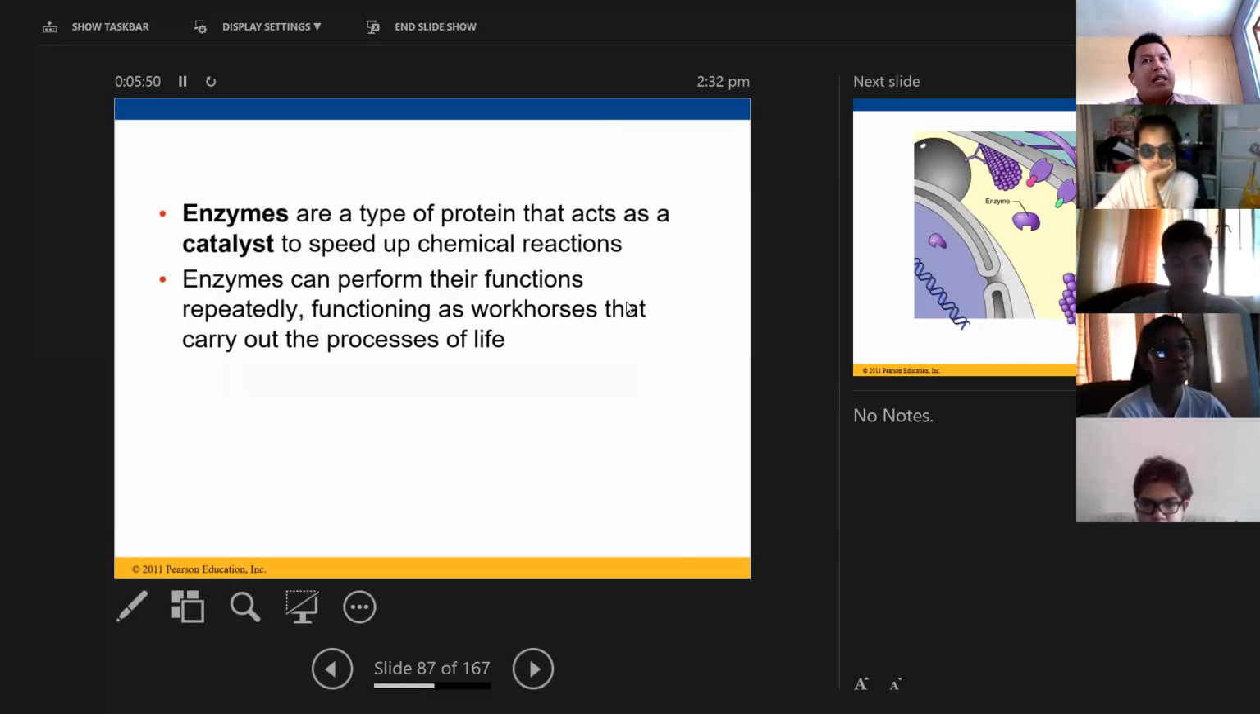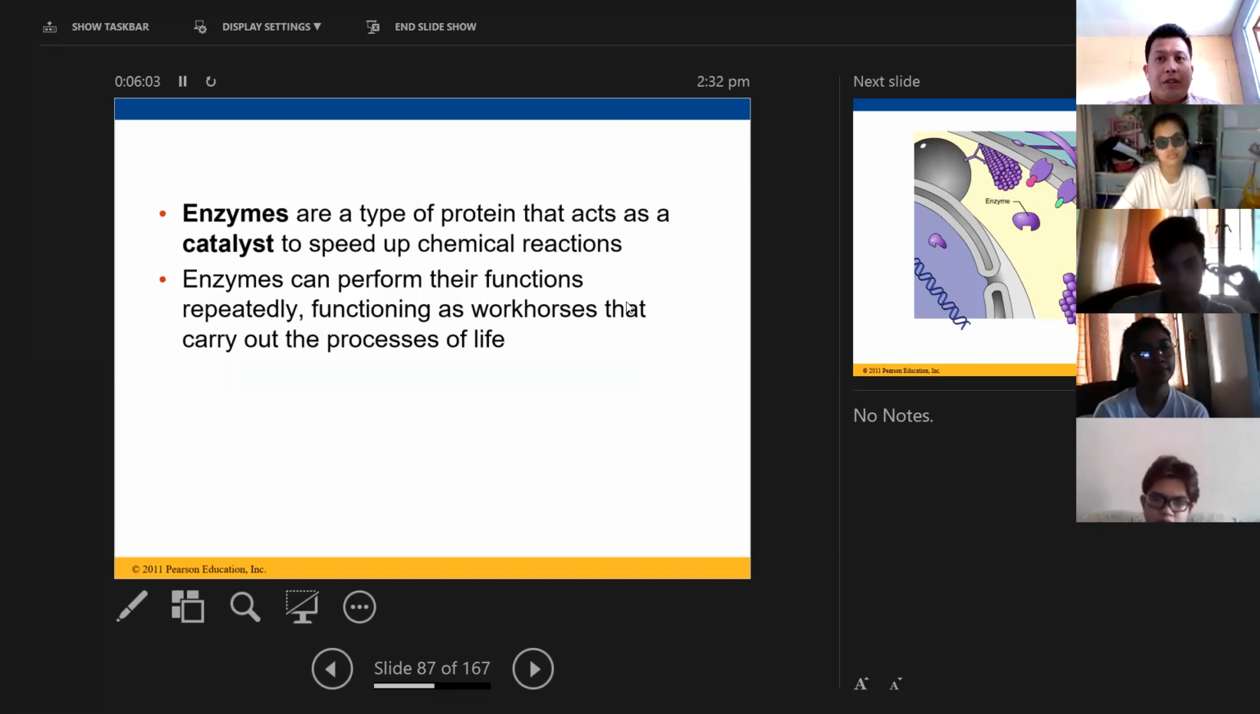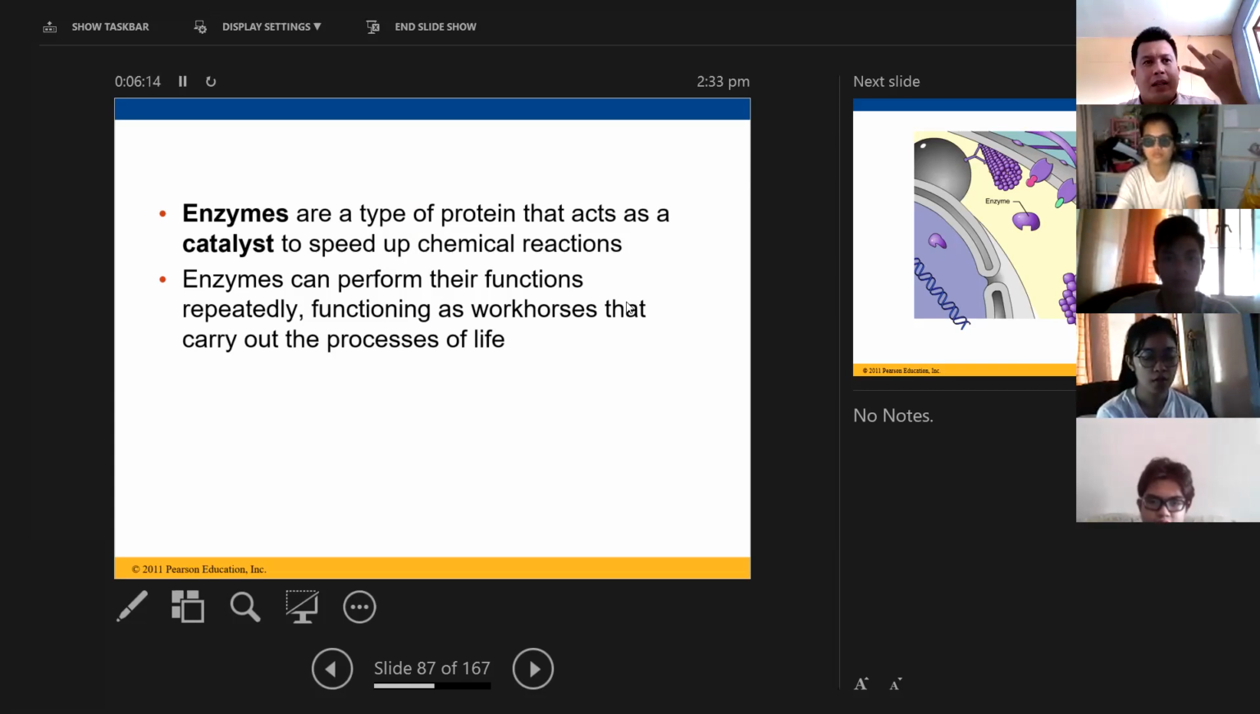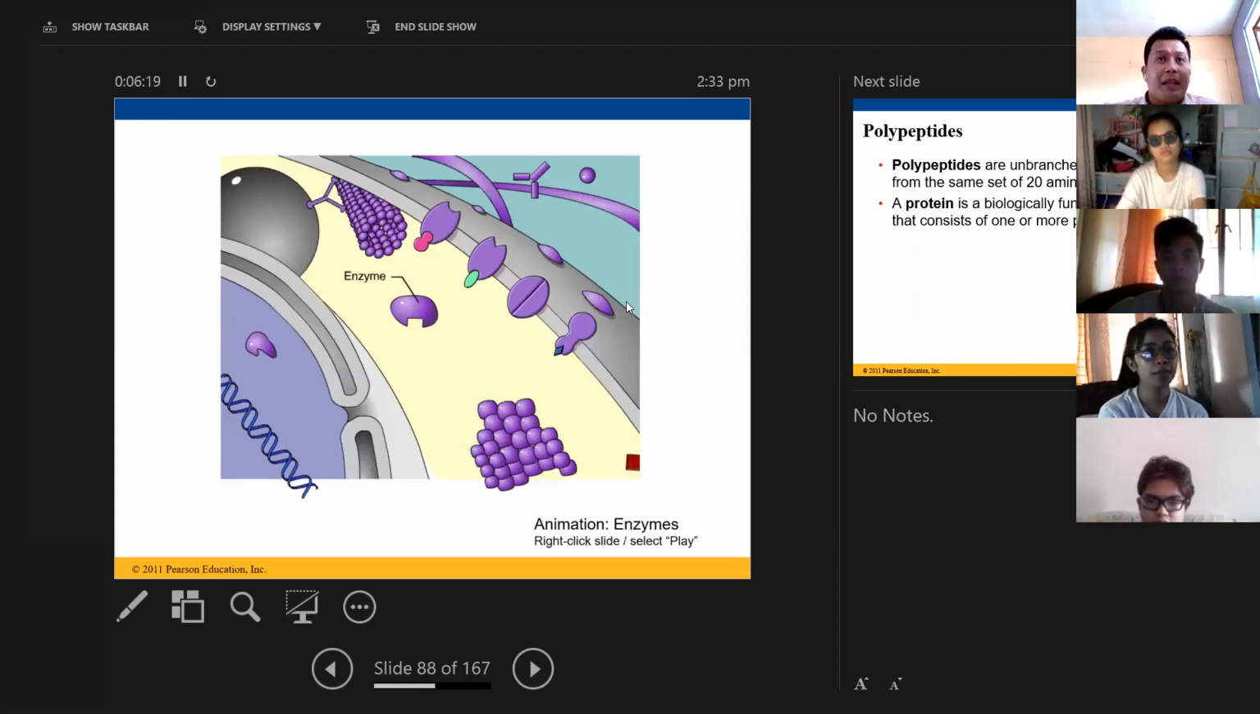Enzymes can be catalysts that speed up the reactions. Take note that catalysts speed up the reaction, but they are not part of the reaction. An example of which is chlorophyll. Chlorophyll is a catalyst in photosynthesis, but chlorophyll will not participate in photosynthesis. The participants of photosynthesis are light, water, and carbon dioxide. An example of an enzyme is amylase; salivary amylase is an enzyme.